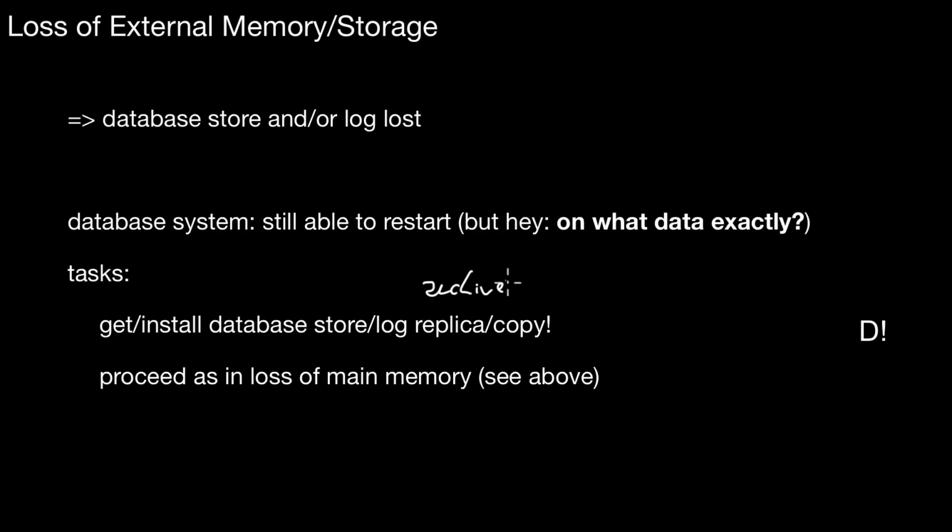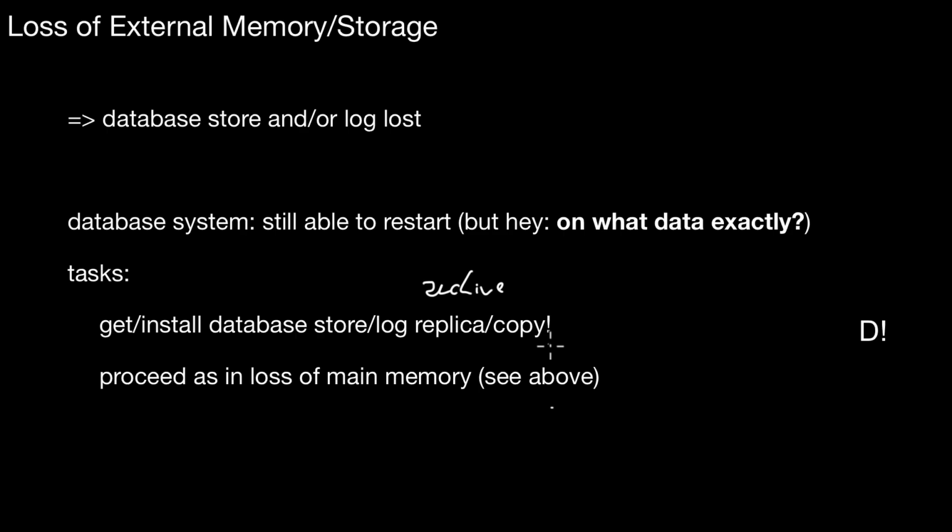So let's hope we can get back to some not too old copy, to some not too old archive of your database system. Then what you need to do in this situation is you have to restart the database system on that archive copy and then try to get back to a consistent state again. So it's a similar situation as in the second scenario. You proceed as in the loss of main memory, as above. It's the same algorithms. And then it depends, however, highly on the age of your archive, of your backup of the database system. How old is that?